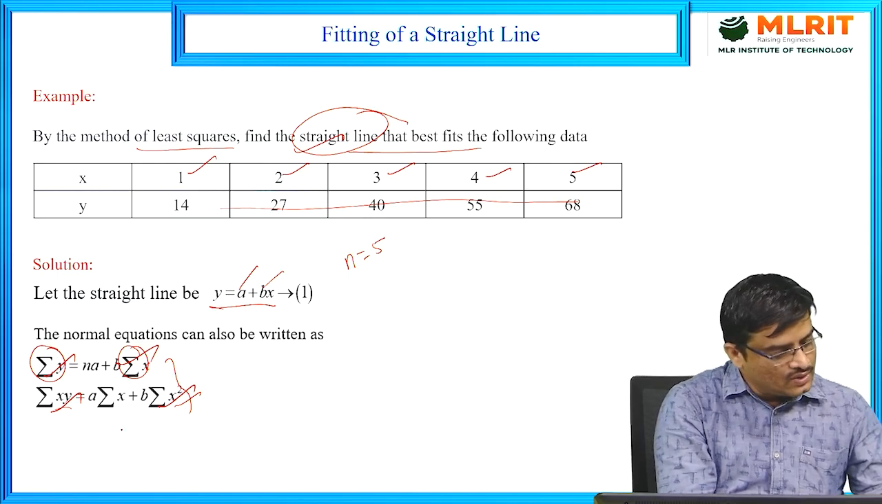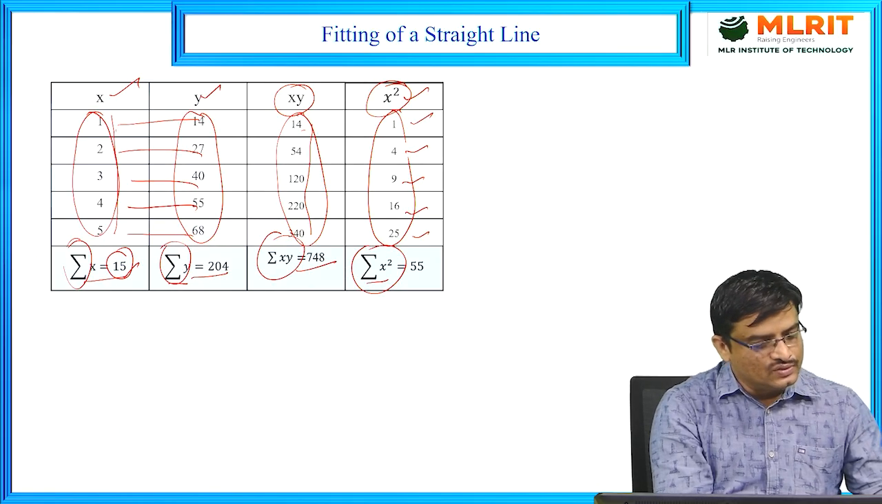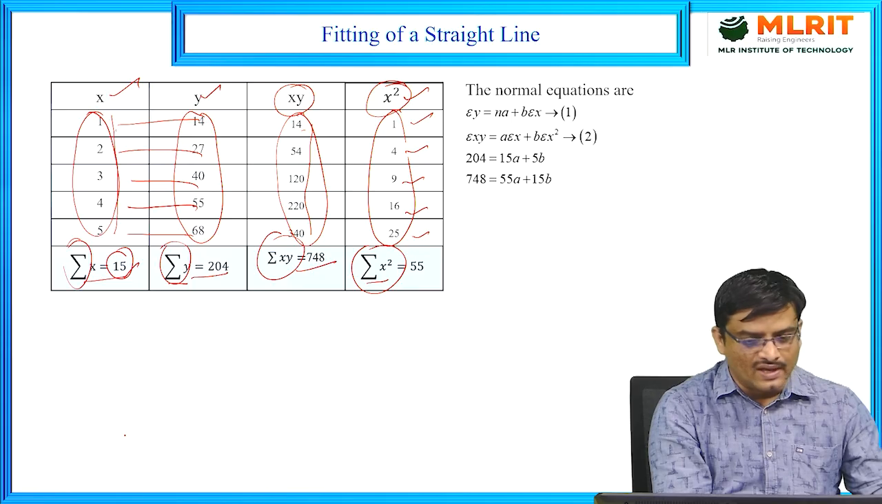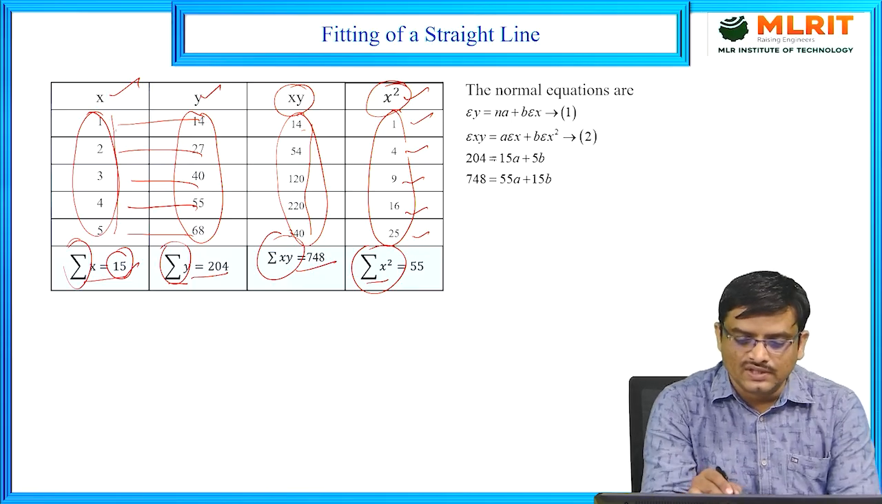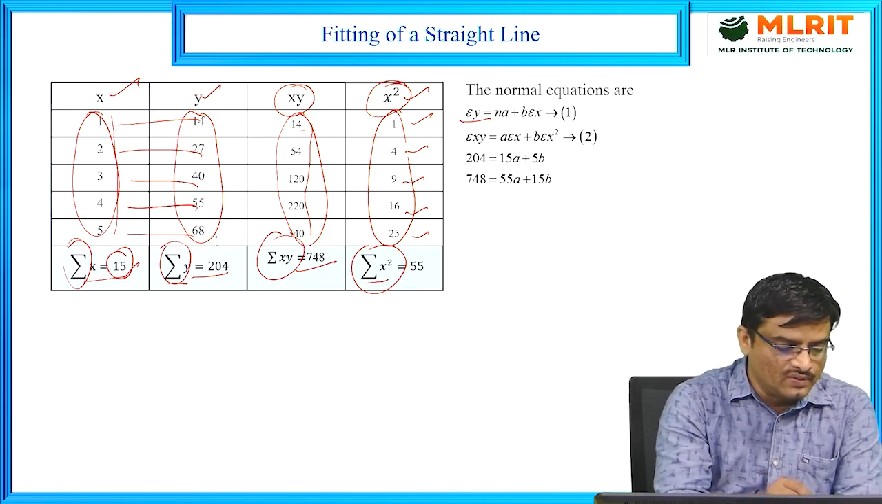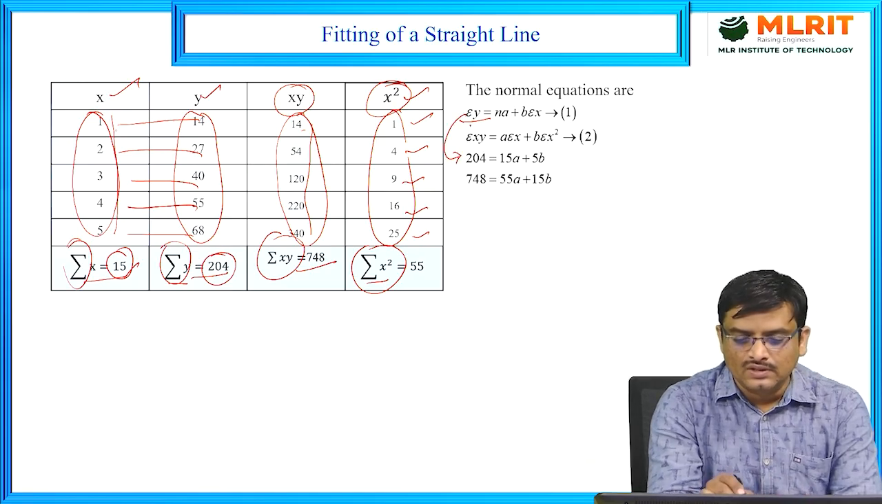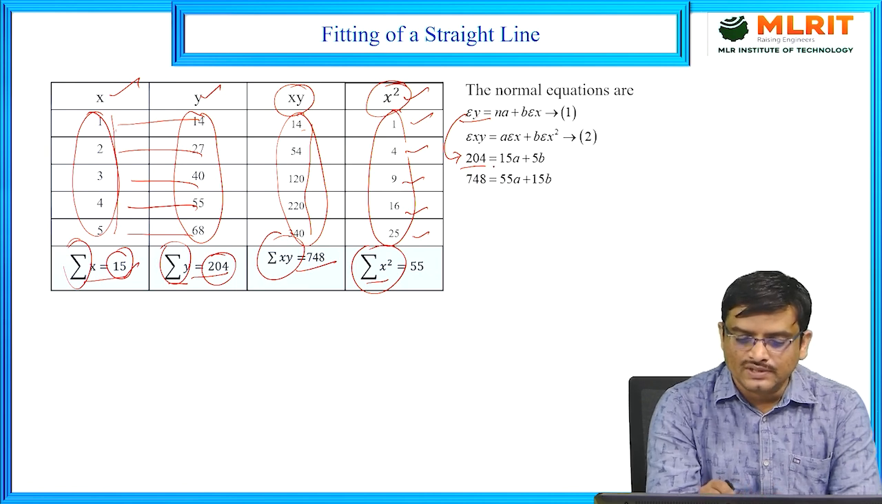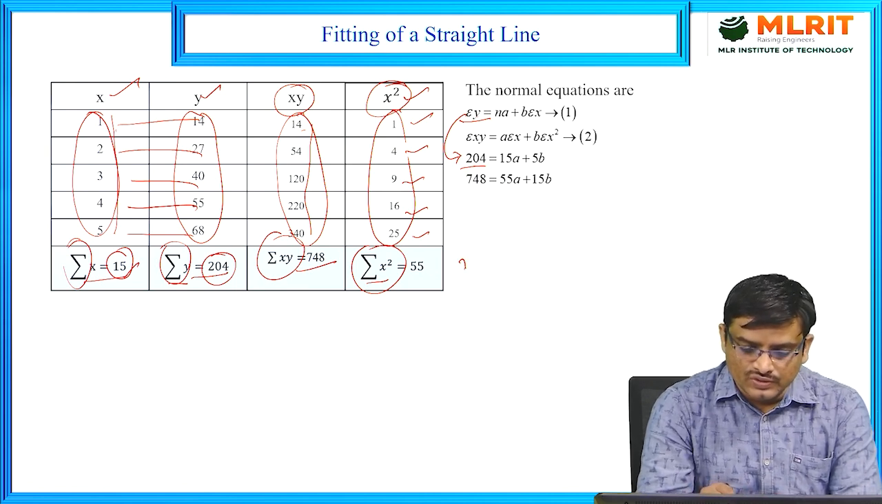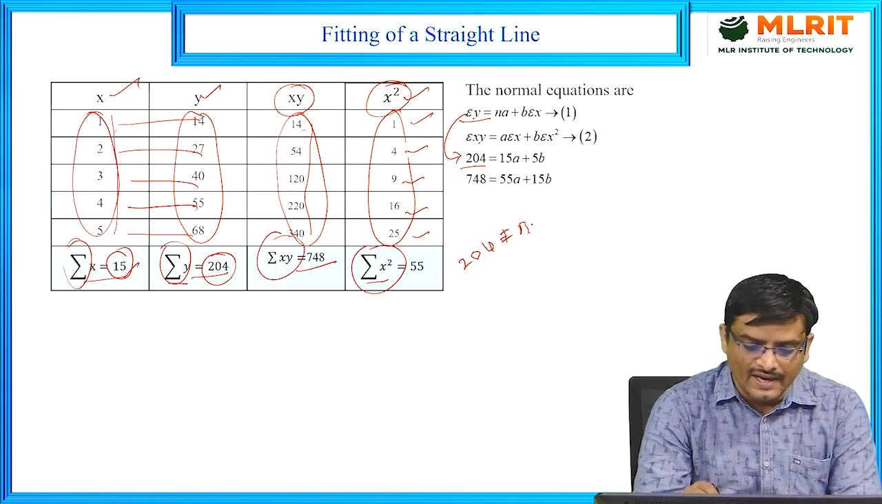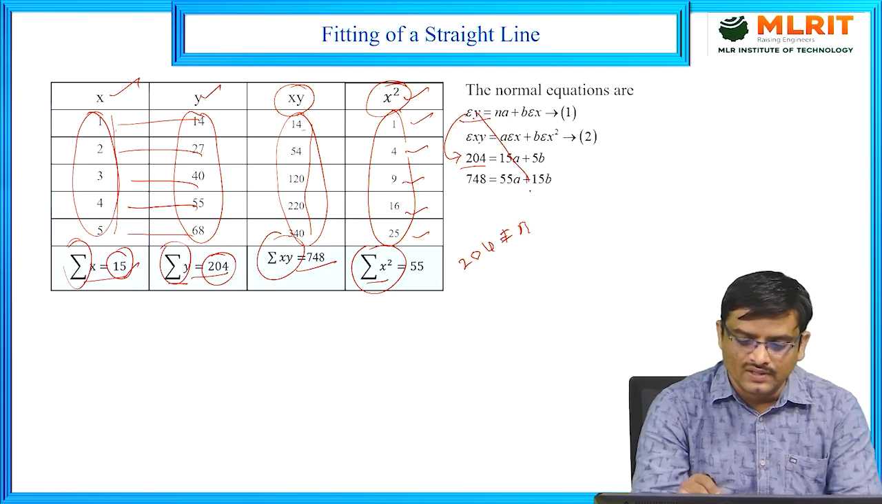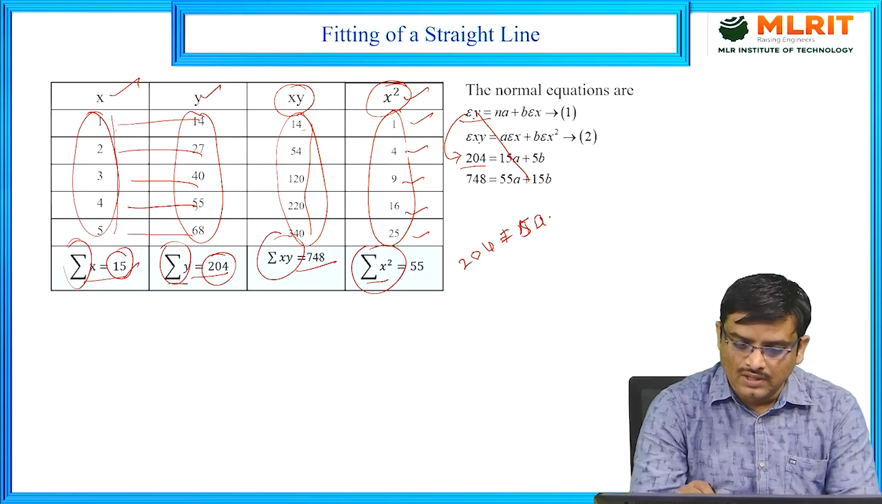Now whatever values we got, you replace those values here. After replacing those values, these are the equations we have seen. Summation y, so whatever the value we got for summation y, you replace in equation 1. In place of summation y, you replace with this value, that is 204, so 204 is equal to n into a plus summation x into b. n is nothing but the number of observations given, that is 5a plus summation x, that is 15b.